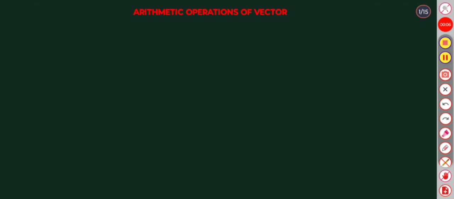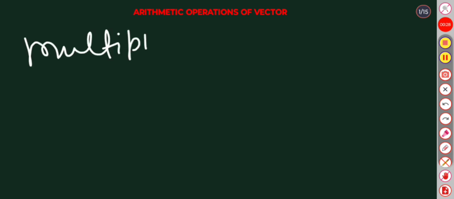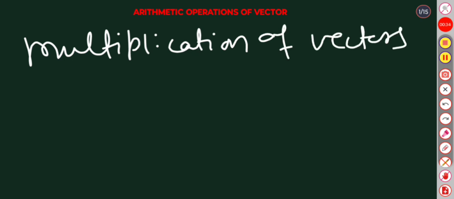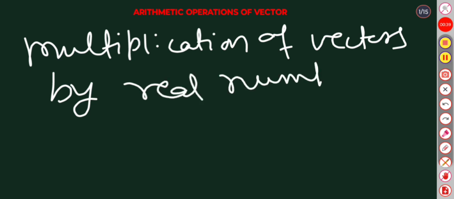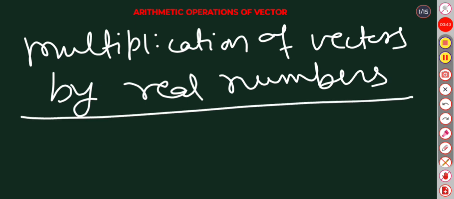Today we are going to learn the arithmetic operations of vectors. First, in this topic, we are going to study the multiplication of vectors by real numbers. This is our topic to deal with first today.